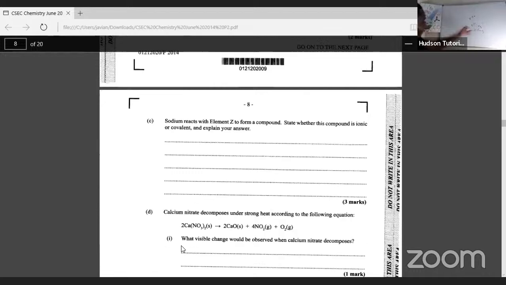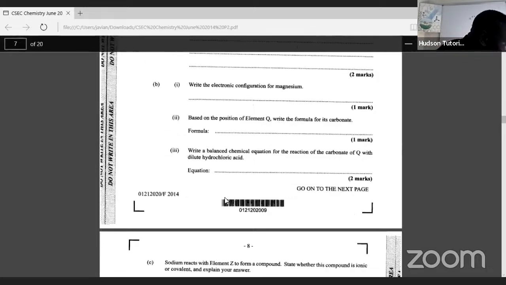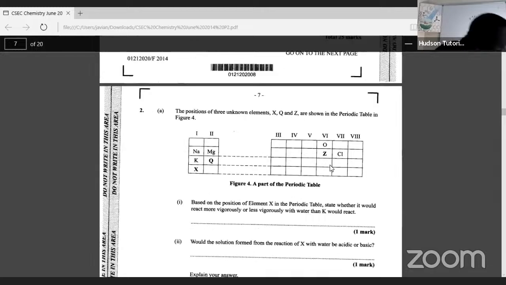Let's continue. Question C says sodium reacts with element Z to form a compound. State whether the compound is ionic or covalent and explain your answer. So what we need to do now is to look at the position of element Z. Let's look where element Z is. Element Z is in group 6.